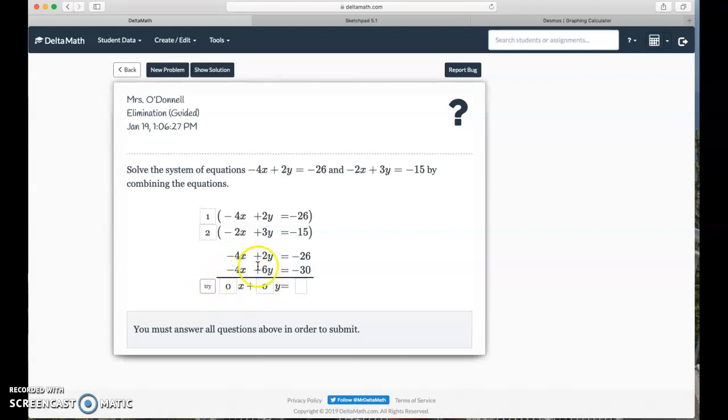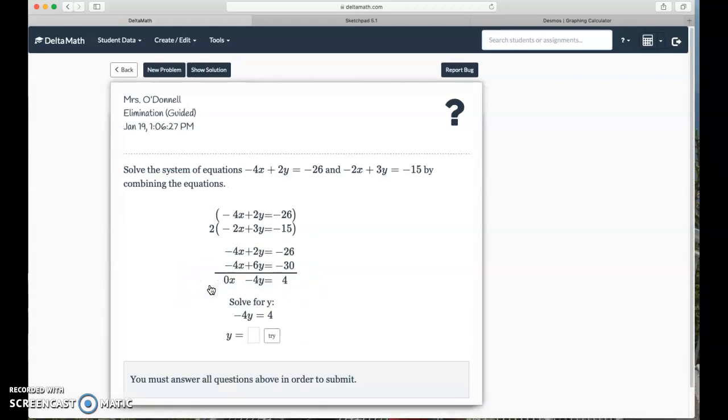We eliminated the x's. We did it by adding, right? So let's add, or we subtracted actually, didn't we? Negative 4x minus a negative 4x makes 0. So 2y minus 6y will actually make negative 4y. And let's see here, negative 26 minus negative 30 actually gives us a positive 4.